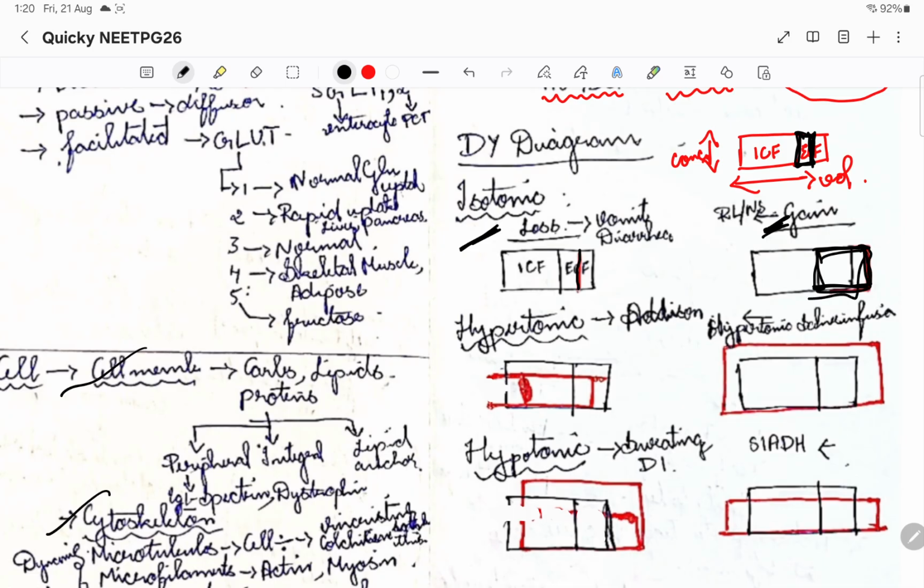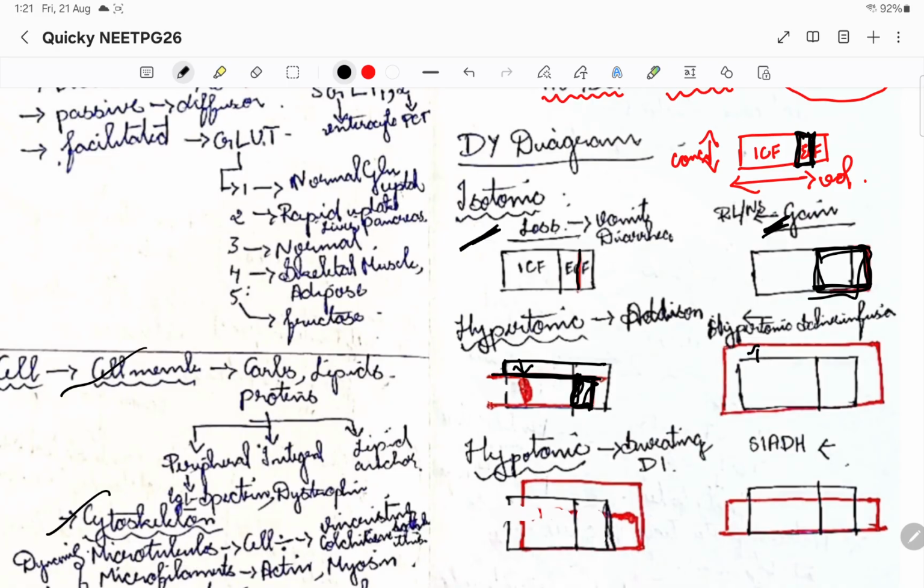Okay, that's it. Then hypertonic. So hypertonic loss. Hypertonic means the solution is concentrated, so when there is a loss, there will be a reduction in concentration. That is why here there is a reduction. This was the normal level, but now a reduction of concentration is seen. Whereas with respect to volume, there is a loss of volume, so that is why the ECF has reduced volume. That's it.